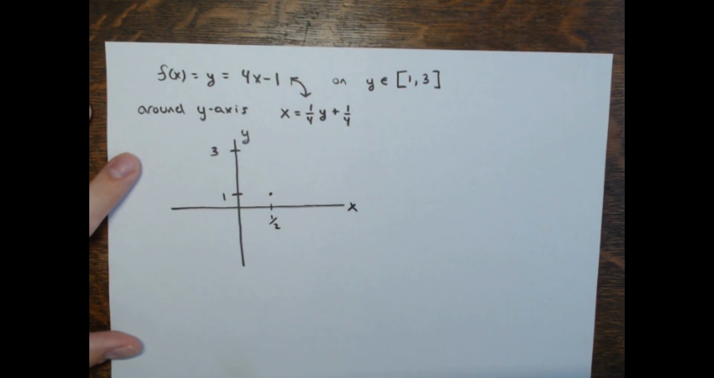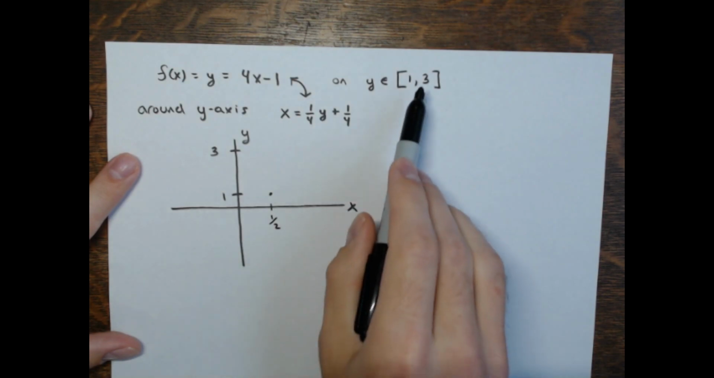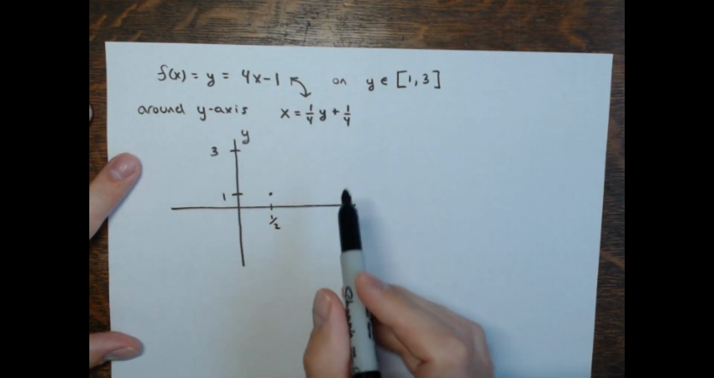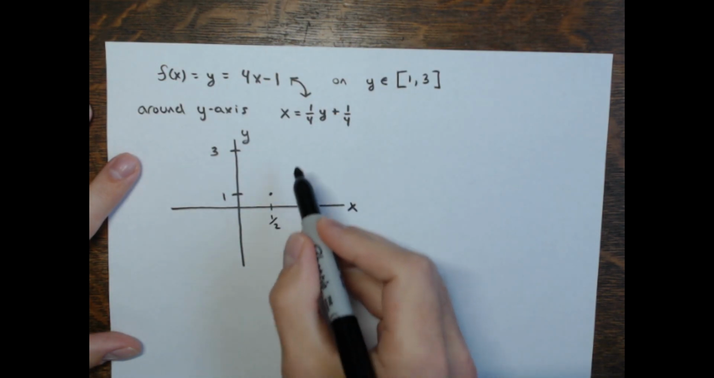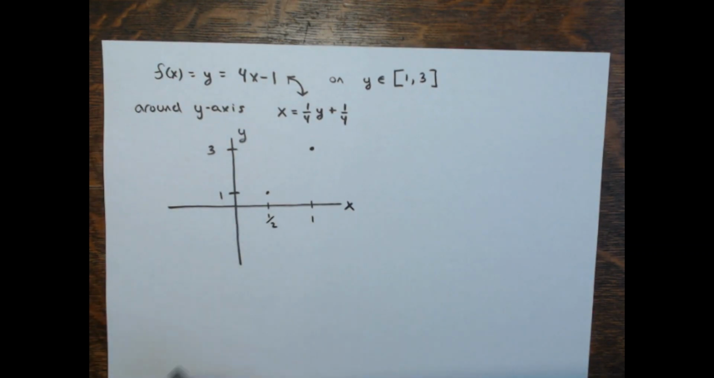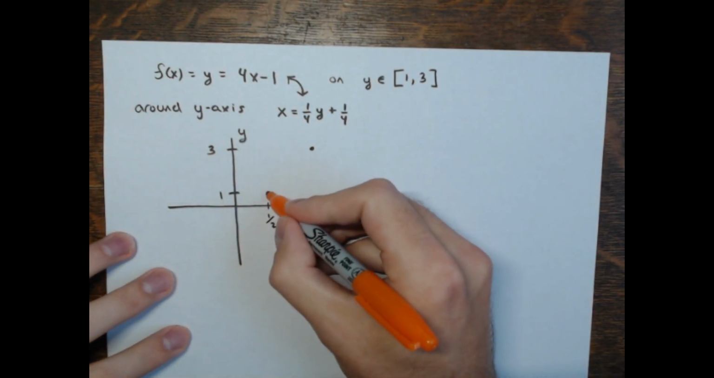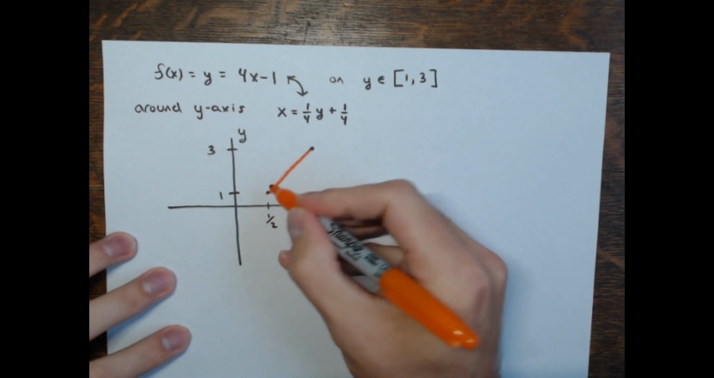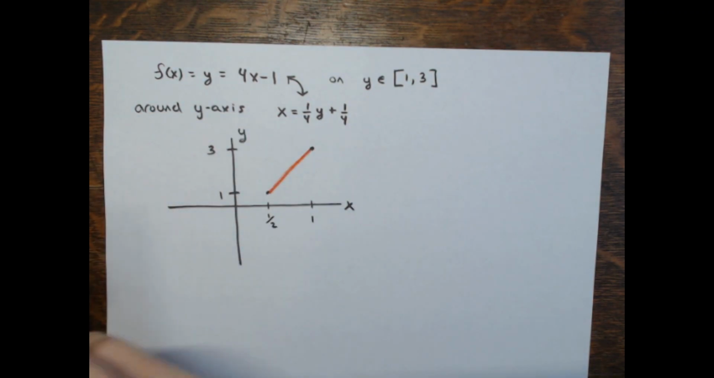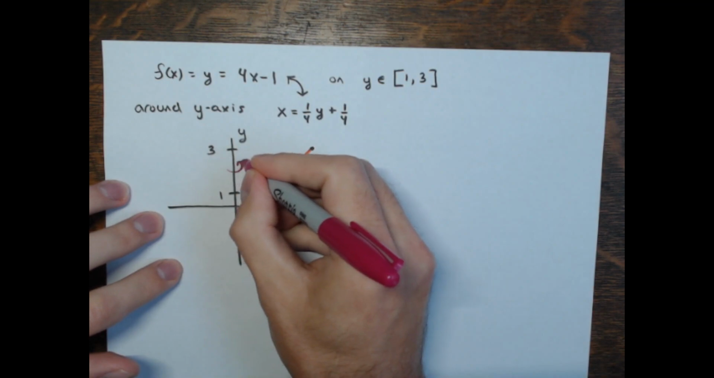Right? It'd be a quarter plus a quarter, 2 quarters, a half. And when y equals 3, you get 3 quarters plus 1 quarter is 4 quarters. That's 1. So you've got the point (1, 3) and the point (1/2, 1). It's a straight segment, right? Linear function. Then we're rotating around the y-axis.